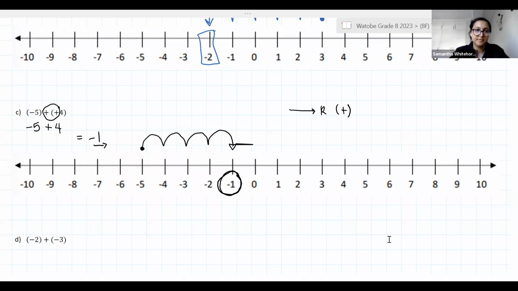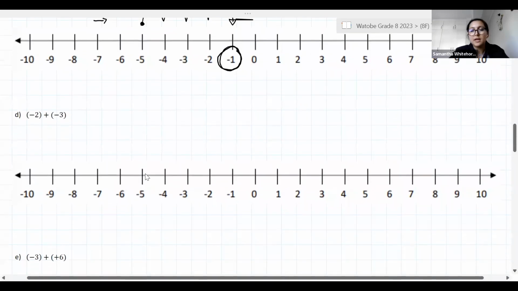Hi, ma'am. Ma'am, isn't it when you have two pluses next to each other, doesn't it become a negative? It only becomes a negative if there's a plus and a minus, but two pluses just stays positive. It doesn't change anything. Okay, ma'am. So the fact that they're both positive means that there's no negative anywhere, so it can't change to a negative. Okay.